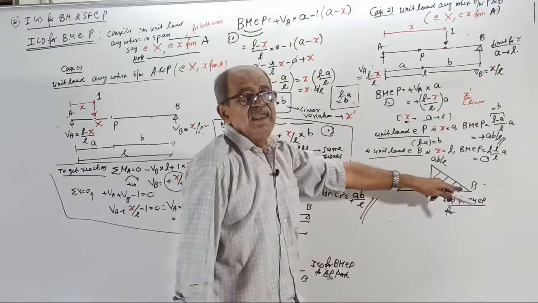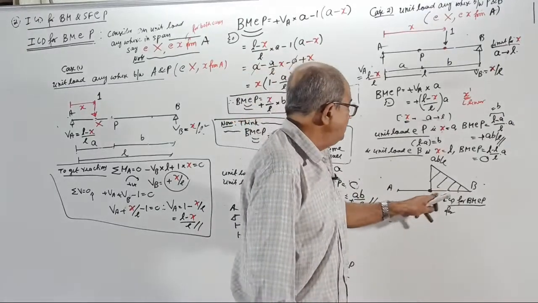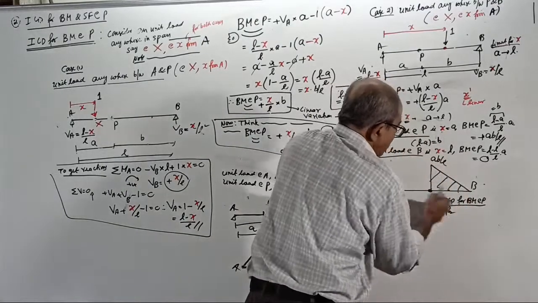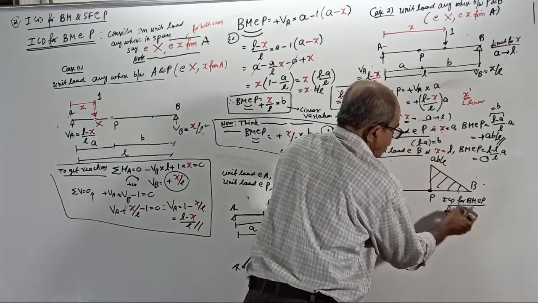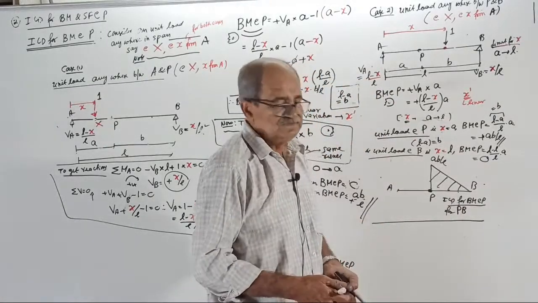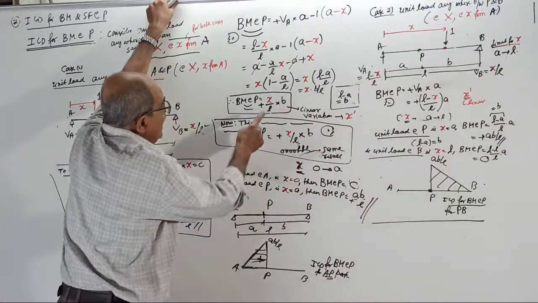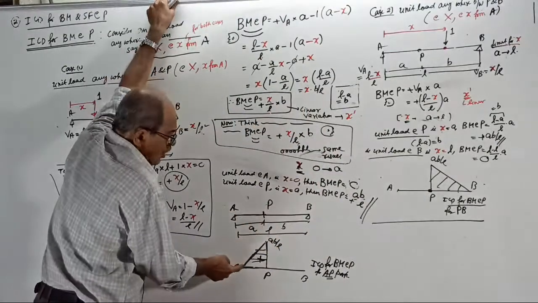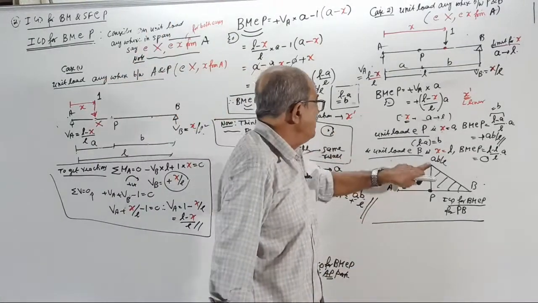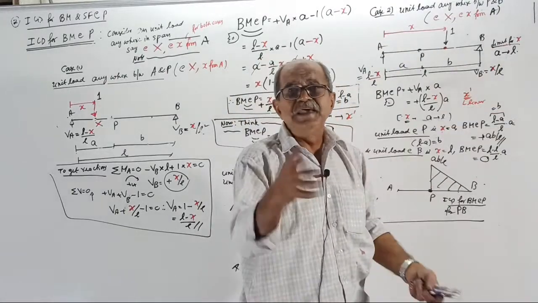That is ILD for BM at P when the load is moving in which portion? Load is in the PB portion. Okay. Fully clear or not? When the load starts from A, reaches P, BM at P will vary from 0 to AB by L. When the load leaves B, still BM is AB by L. When it goes to B, BM at P is 0.